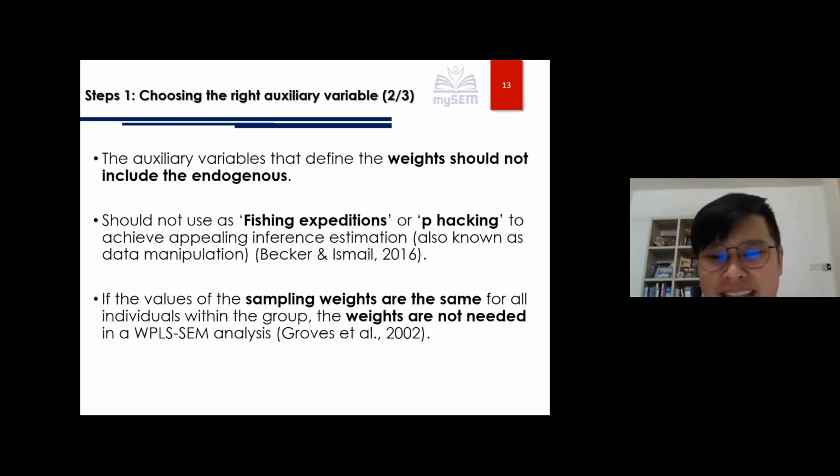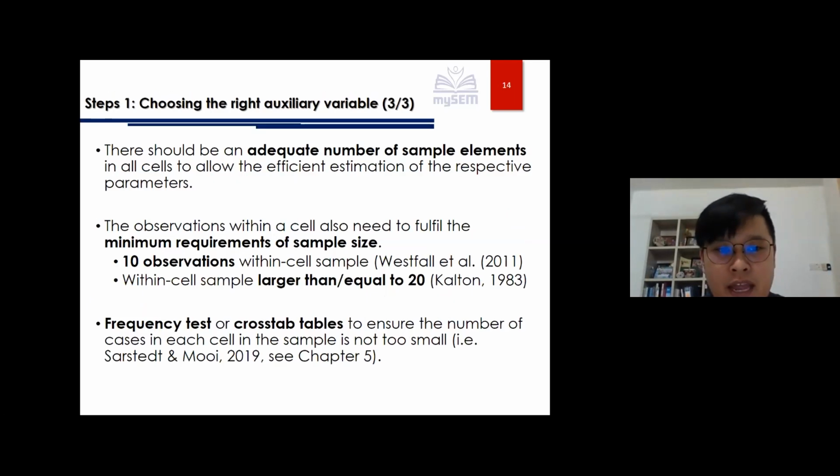And then the last but not least is to make sure the values of the sampling weight are not the same. When you calculate this weighted ratio based on the population and sample, we will produce the sampling weight itself. If every group and cluster has an equal value of sampling weight, then you do not need to do WPLS, which I am going to explain in a short while. Okay, so I hope you understand these six rules of thumb, so let us proceed.